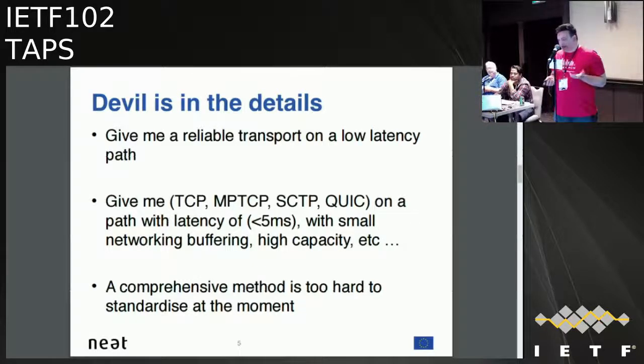There's a lot of complexity in here, and so even the simple question, give me a reliable transport on a low latency path, turns into give me an acceptable reliable transport on a low latency path. And actually, I want the latency to be less than 5 milliseconds. And I have some other conditions. So I want a small amount of network buffering, and it needs to be high capacity. And we can just force our way through this list, and we can go on and on and on until we get to a really fine-grained point. And really, a comprehensive method for this is just too hard to consider for standardization. There are too many pieces to this problem.